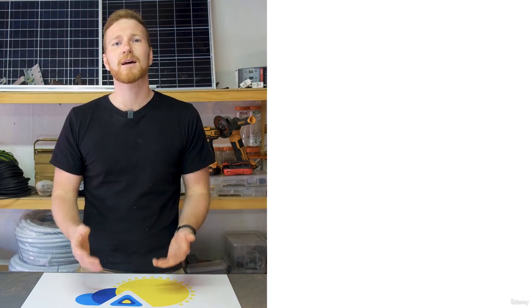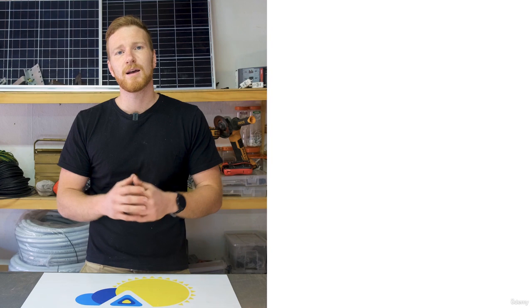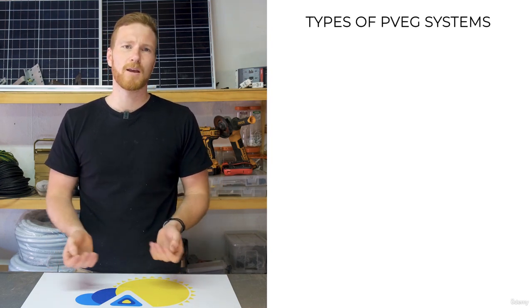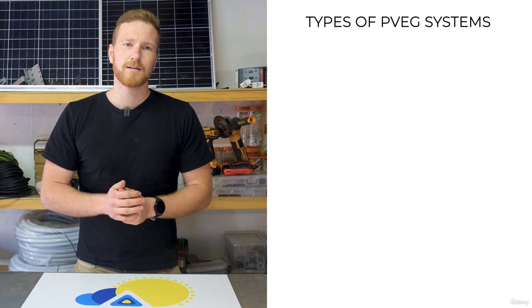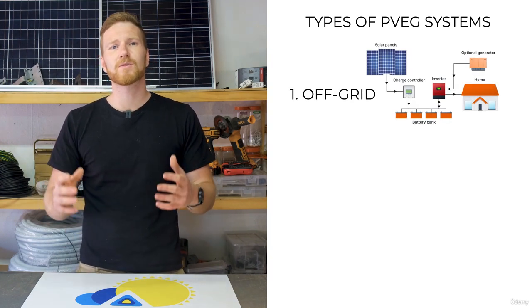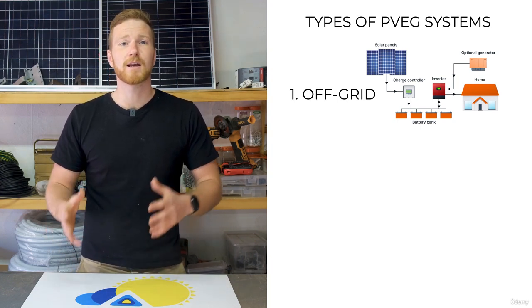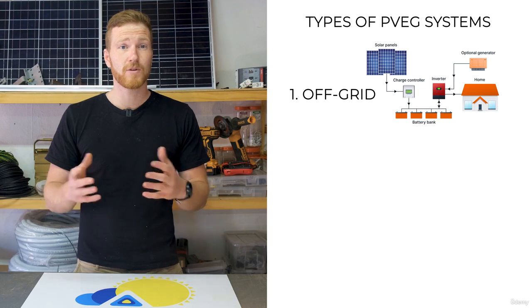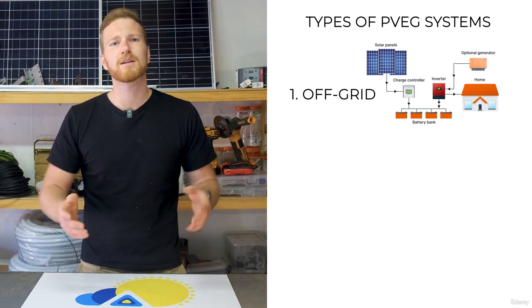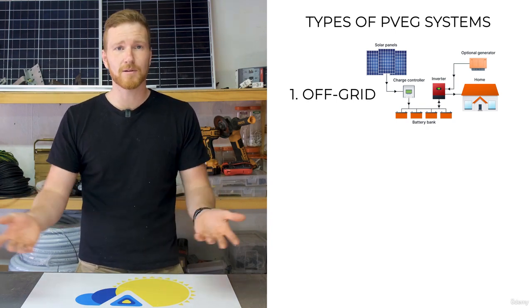Now that we have a better understanding of the three main components of a solar system, let's look at the various types of solar systems you can install. Number one is a fully off-grid system. This is a system completely independent of the national power grid. This requires large battery banks for night use and is most common in rural areas. It's not recommended in urban areas where electricity is abundantly available.